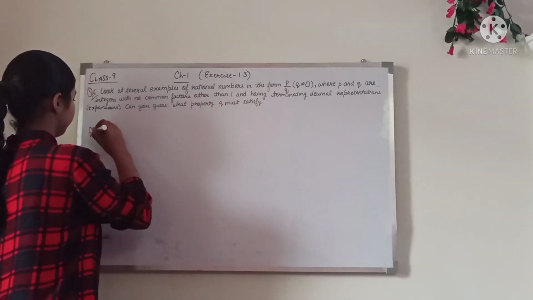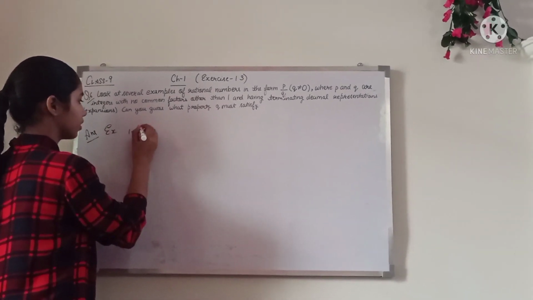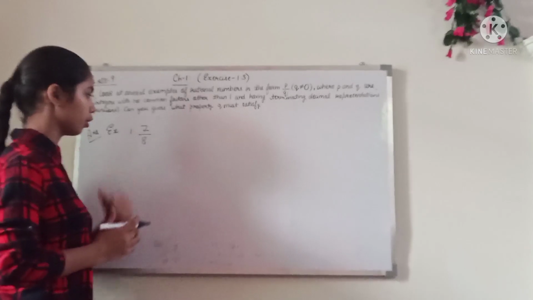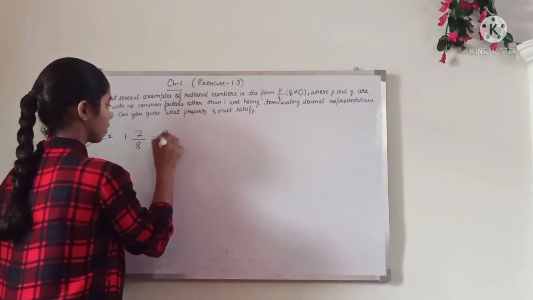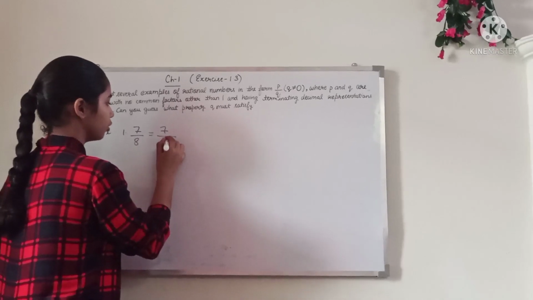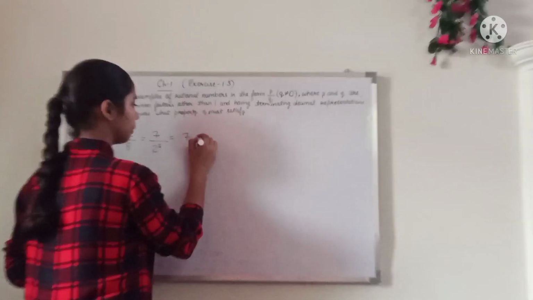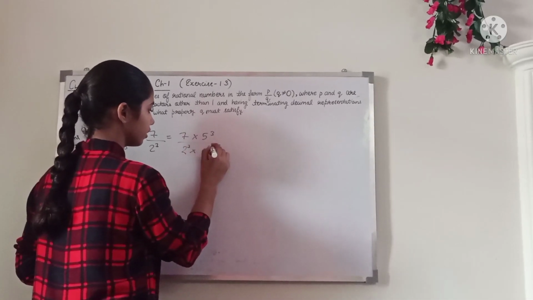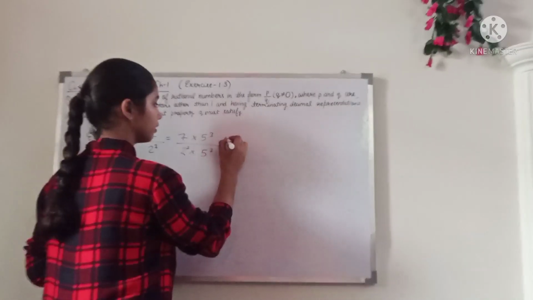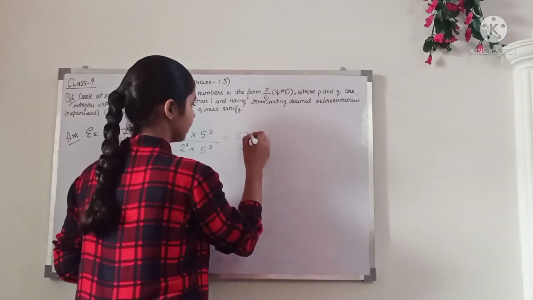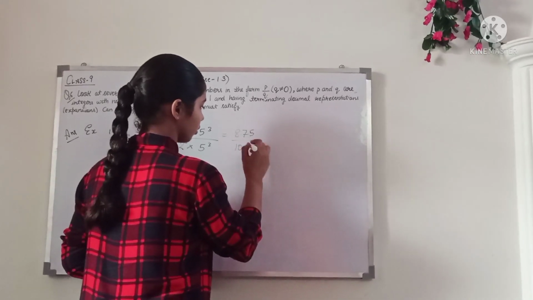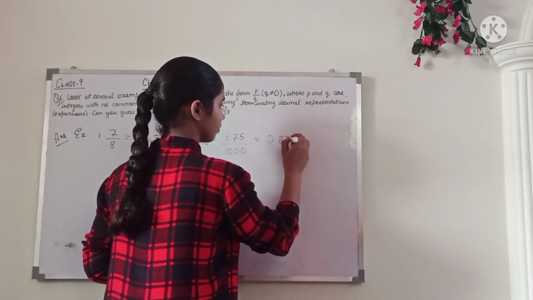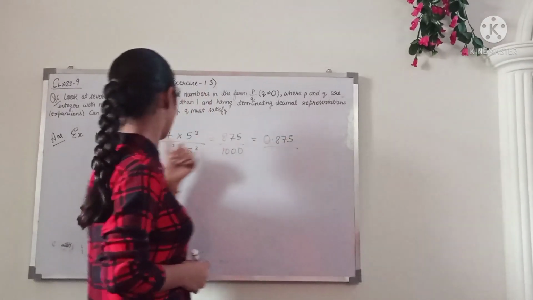So let's take an example first. We take 7 upon 8. The common factor of 7 and 8 is 1. We can write 8 as 2 to the power 3. Now multiply 5 to the power 3 into 2 to the power 3 and 7. So the answer is 875 upon 1000. This is the decimal expansion of 7 upon 8.